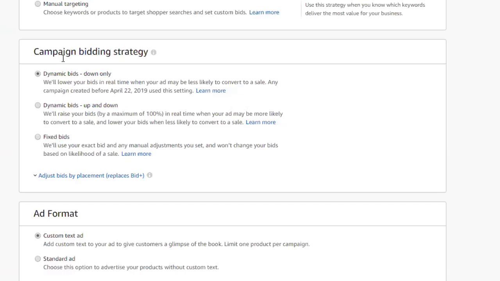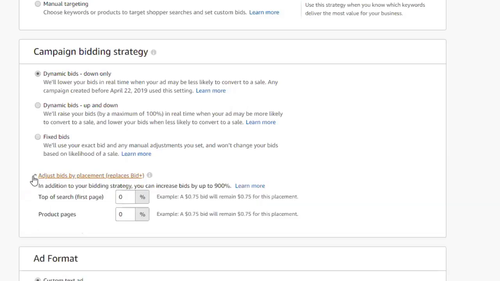I use fixed bid sometimes, dynamic bid sometimes, in an effort to try to understand if one is superior. I say test it out. I haven't found anything conclusive, so I'm not going to recommend one or the other. But now, adjust bids by placement. This is another terrible thing.